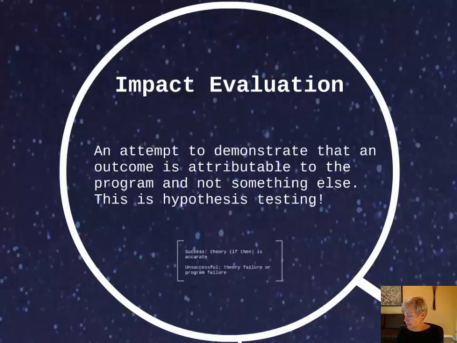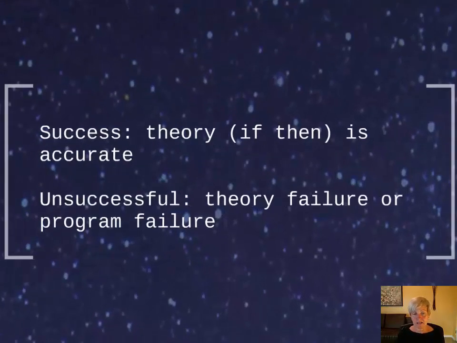And so that's something that's pretty important, but you need to be careful in making sure that you can make those kinds of claims, and they give you some limitations that I'll discuss here in just a moment. Success then, and they talk about the difference between a successful or an unsuccessful theory. If the success of a theory, the if-then that you've put into place, is accurate, then I can say that I'm having an impact, I'm changing the effect because of what I did. Unsuccessful, they talk about whether the theory failure or program failure.